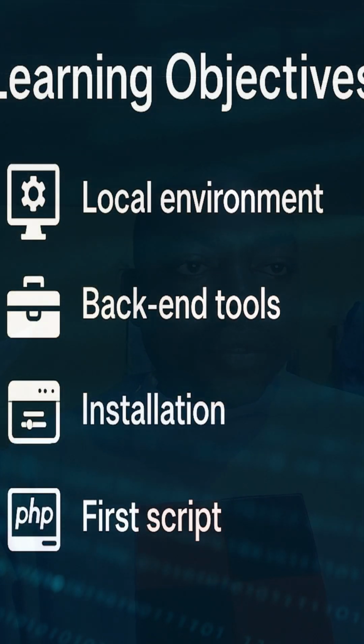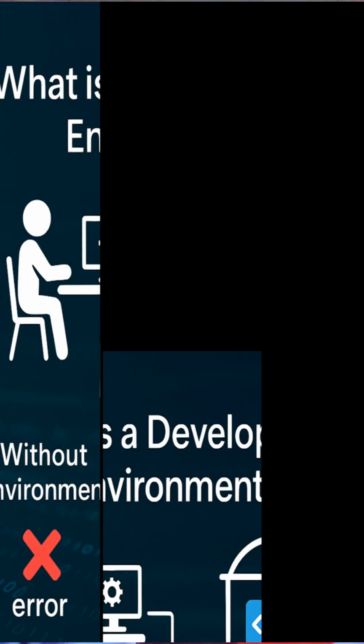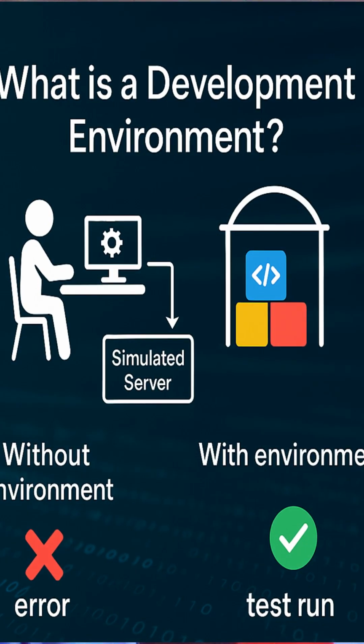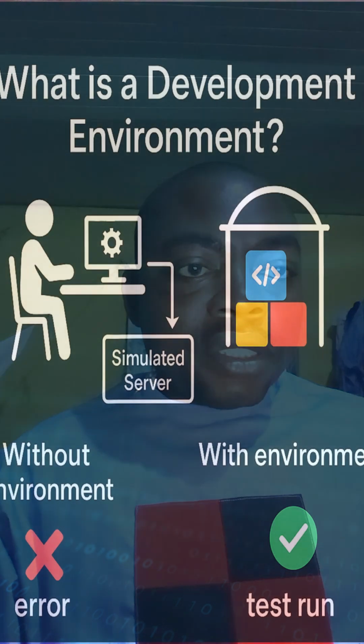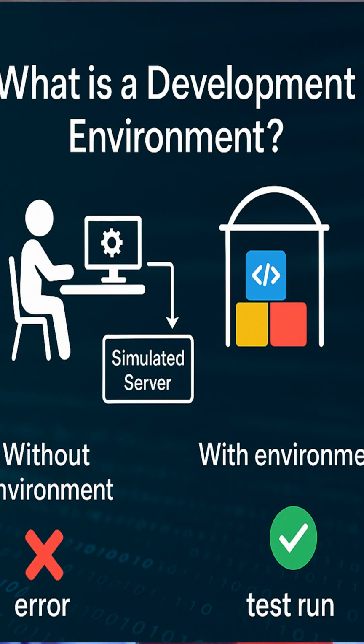Let's start with a simple question. What is a development environment? It is basically a space on your computer where you write, test, and run your code safely. Think of it as a playground for developers. Yes, you get to build, break, and fix your code before making it public.